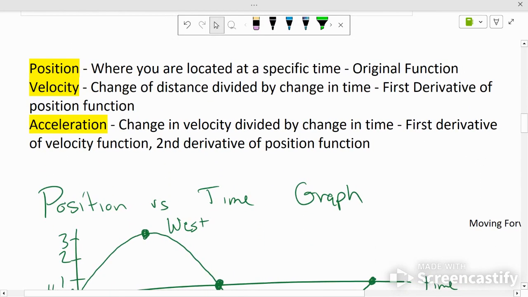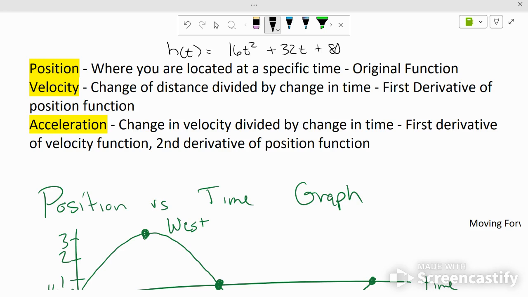Now, the next important stuff. Position is where you're located at a specific time. That's the original function, a position function. That would be like h of t equals 16t squared plus 32t plus 80, where your height would be your position. So position is the original function, where you're located at a specific time. Velocity is the change in distance, or the change in your quantity, divided by the change in time.